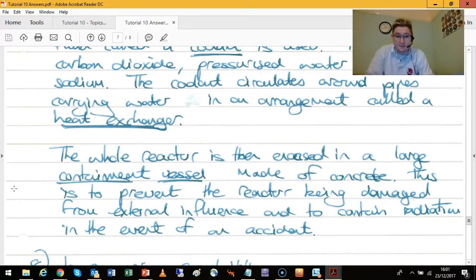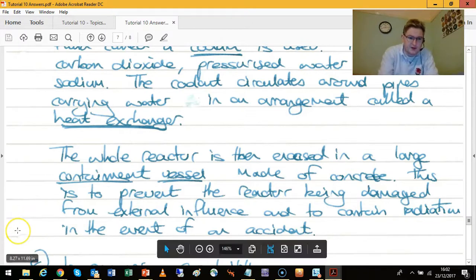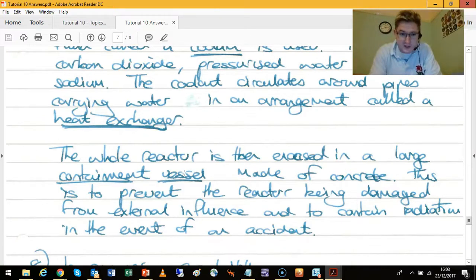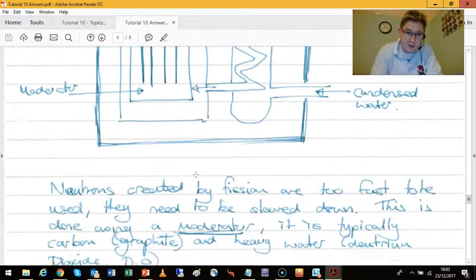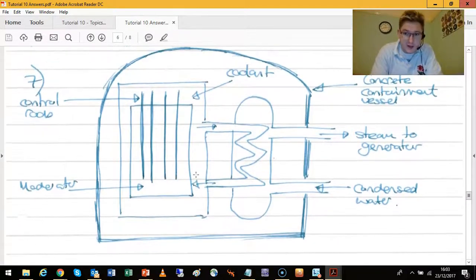It's all contained in a reactor vessel made of concrete, and that's to prevent the reactor from being damaged by external influence. There was actually a train video where they drove a train into a nuclear reactor flask to see if it would damage it. I think I'll include that in this video if I can find it. Note that the underlined words are the key words, showing how it relates to the key parts of the reactor, which is shown here.